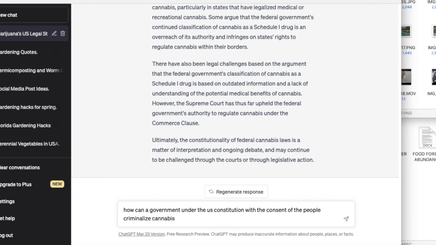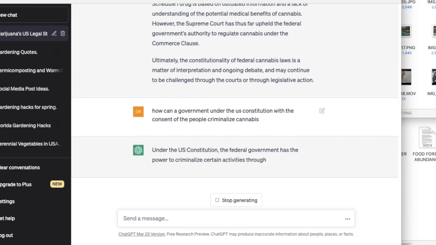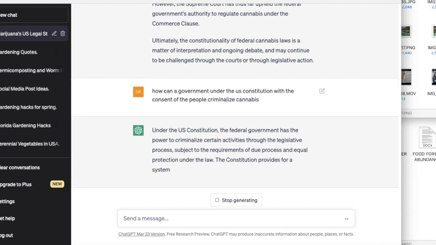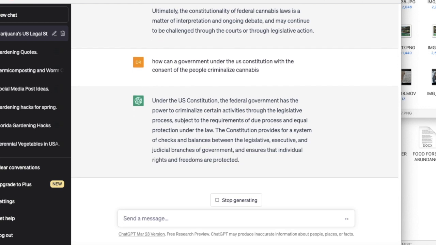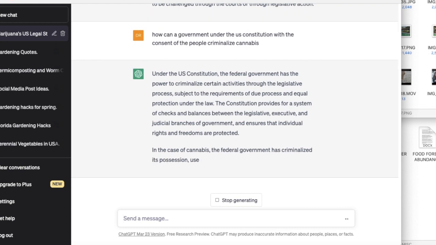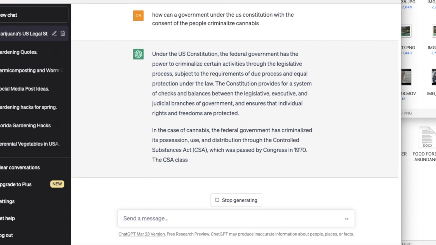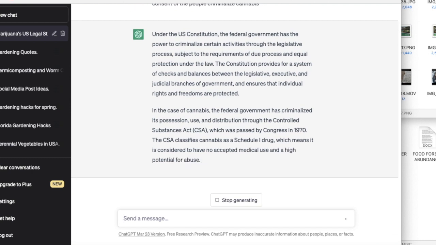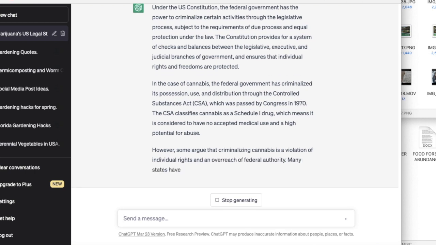Under the U.S. Constitution, the federal government has the power to criminalize certain activities through the legislative process, subject to the requirements of due process and equal protection under the law. The Constitution provides for a system of checks and balances between the legislative, executive, and judicial branches of government and ensures that individual rights and freedoms are protected. In the case of cannabis, the federal government has criminalized its possession, use, and distribution through the Controlled Substances Act, which was passed by Congress in 1970. The CSA classifies cannabis as a Schedule I drug, which means it is considered to have no accepted medical use and a high potential for abuse.